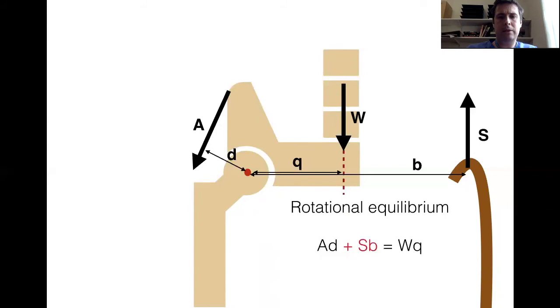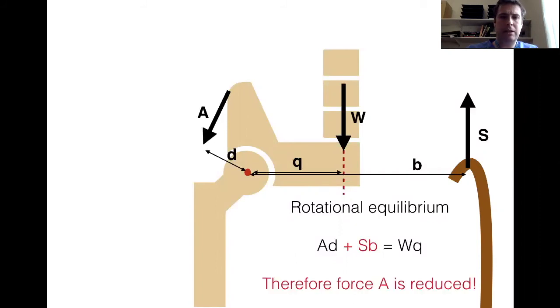The moment arm for force S is B, which is the perpendicular distance from the line of action of the force to the center of rotation. So in this system now, we know that WQ, the clockwise moment, has remained unchanged, but we've now added in another counterclockwise moment, which is SB. And as a result, we know that the abductor moment arm has not changed, but the abductor muscle force can actually reduce to maintain rotational equilibrium.